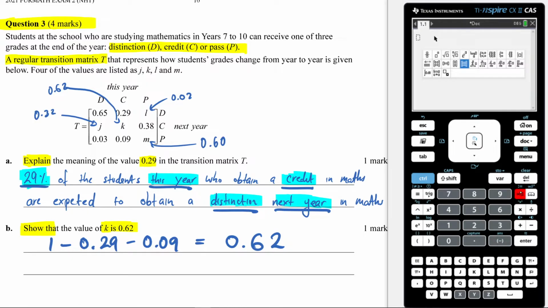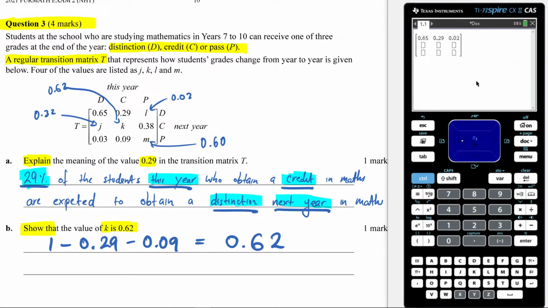Now I can put all those in, so let's come here, 3 by 3: 0.65, 0.29, 0.02, 0.32, 0.62, 0.38, and then we could go 0.03, we could go 0.09, and we could go 0.60.